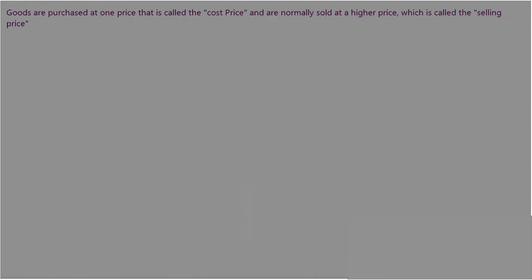Let's start off with markup. Normally, retailers would purchase goods at one price, which is called the cost price, and would normally sell them at a higher price, which is called the selling price. The amount that is added to the cost price by the retailer in order to make a profit is called the markup.